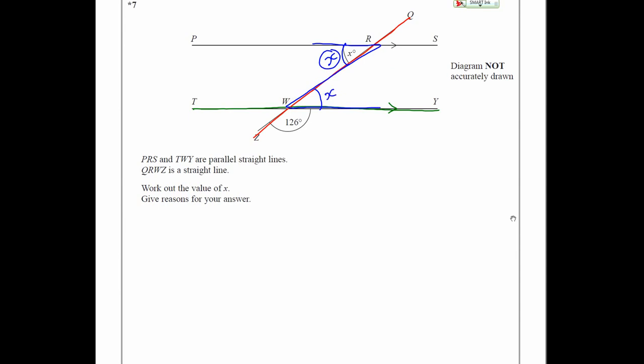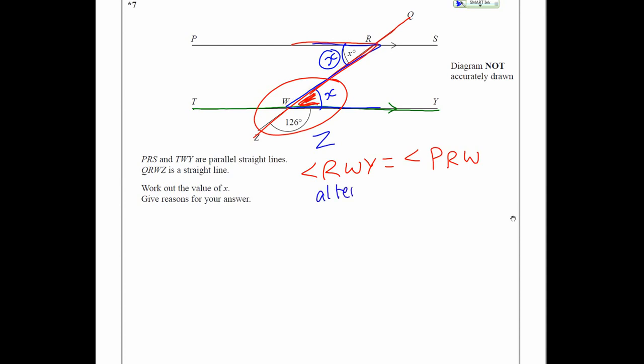Okay, so let's explain that. This angle that we've just talked about is angle RWY. So angle RWY equals angle PRW. And what it's called when you've got the Z angles is alternate angles. Okay, so that's our reason.